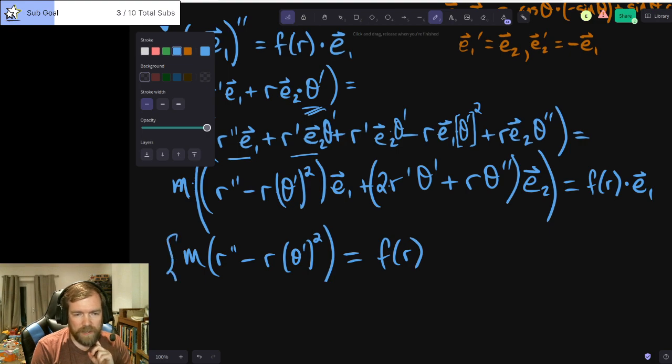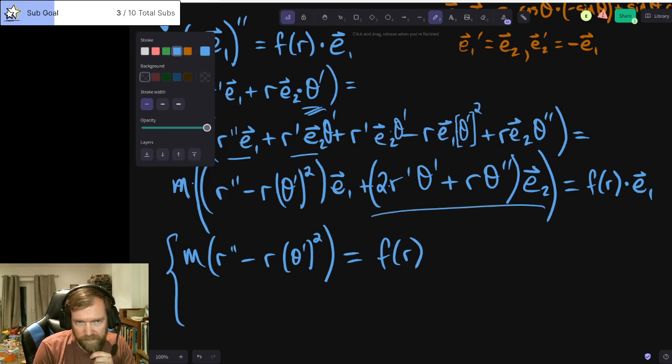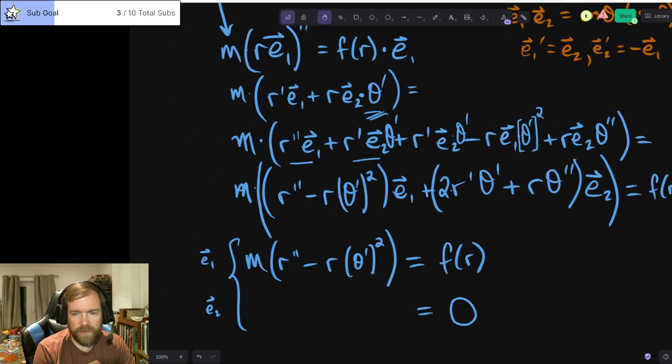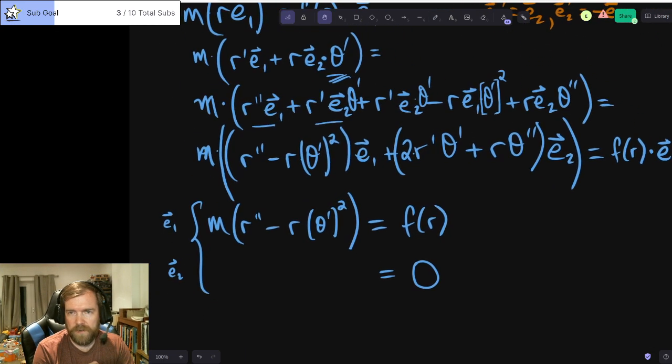In a coupled system of equations, the second term has to have the same coefficient on E2, which on the right is 0. So an E1 equation and an E2 equation, just in case you need to clarify that. Sometimes that's a nice little thing to do.